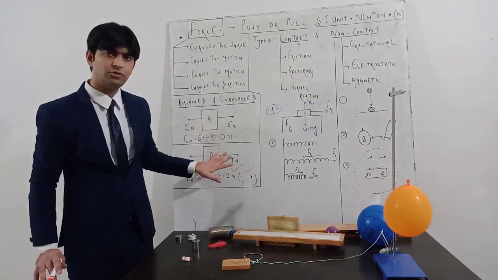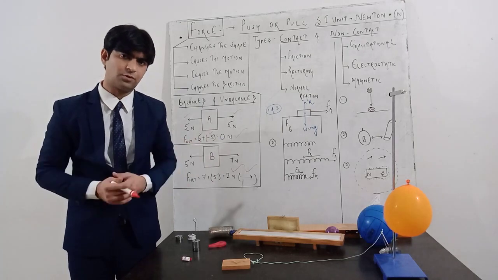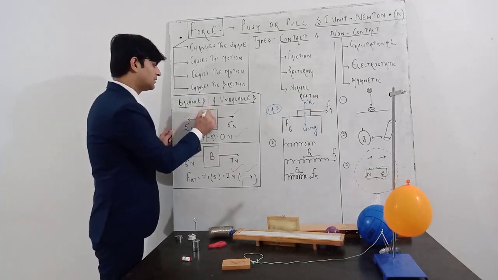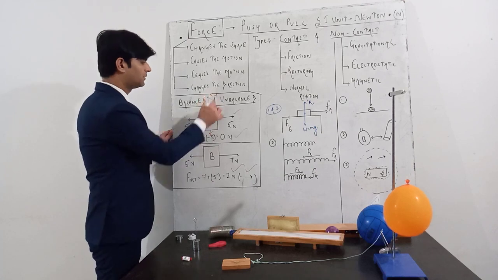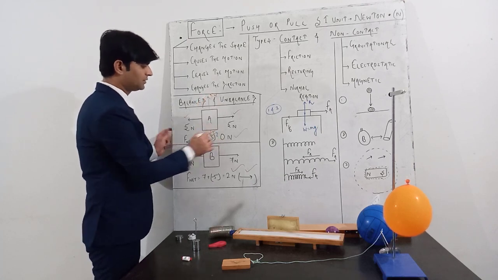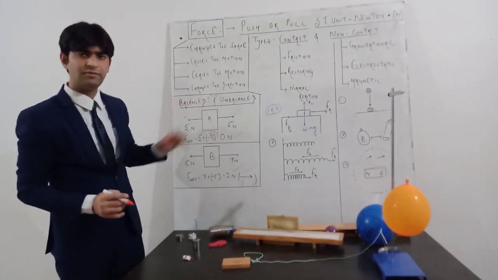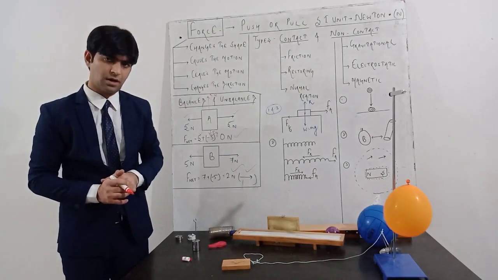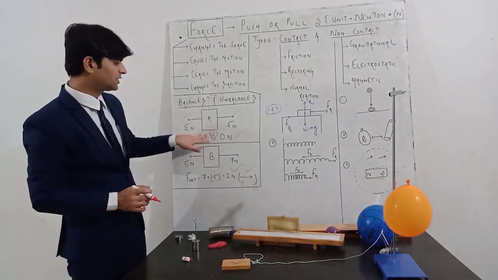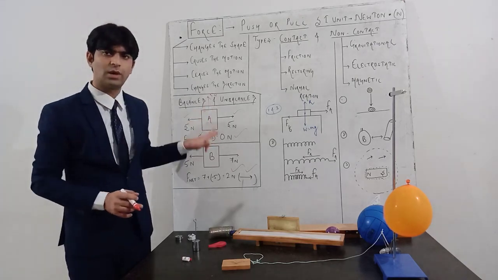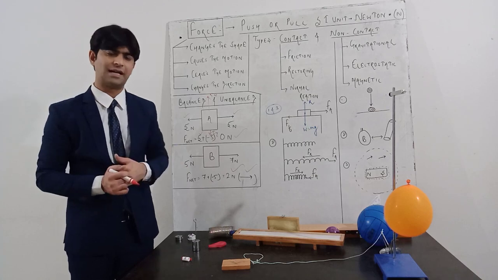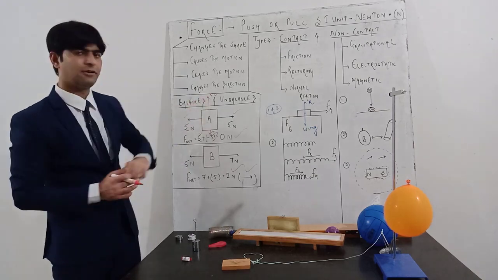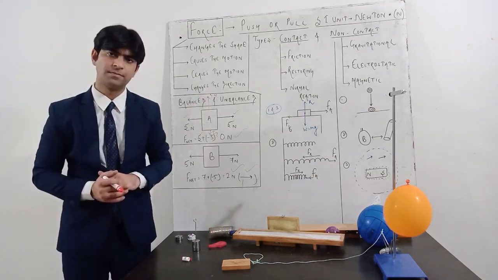I have shown only 2 forces, many more forces are possible. Suppose this is the direction of force also, 5 Newton and again 5 Newton. So on all 4 directions 5 Newton forces are applied. Again these forces will cancel out each other because they are equal and opposite. Equal in magnitude, opposite in direction. So this is again a kind of balanced force.